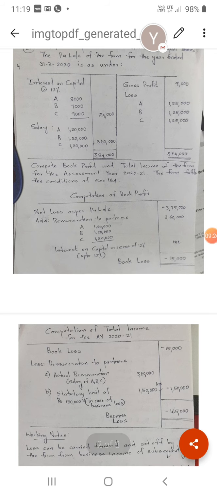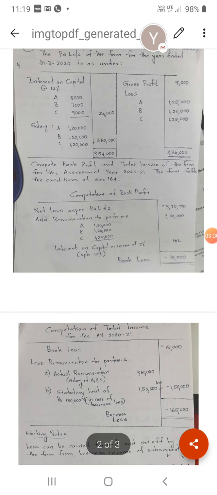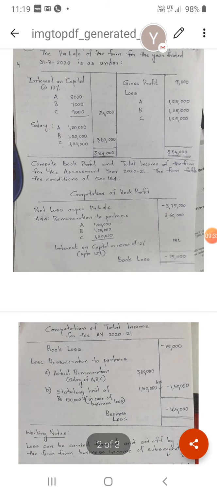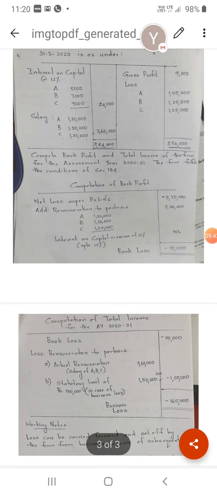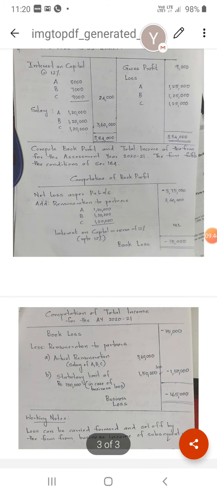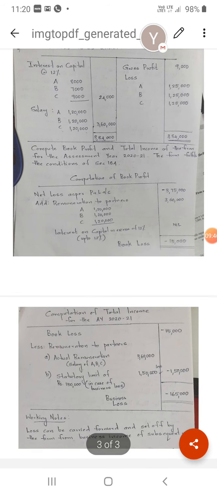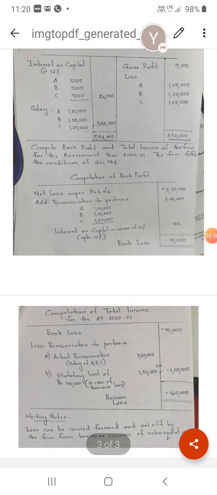Or you can write book profit and make it as negative 15,000. That doesn't make any issues. You can even write book profit and write in the outer column as minus 15,000. That itself indicates it is a loss. Or you can write it as book loss. So after getting this book profit or loss, based on that we have to compute the total income.